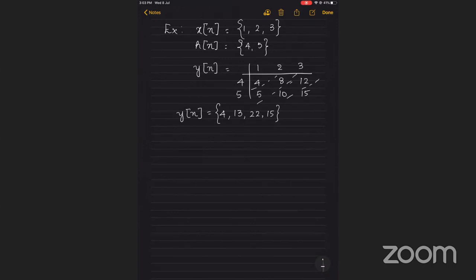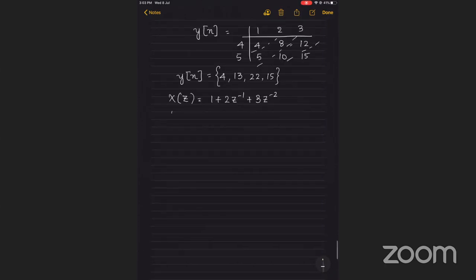But what is the other way of looking at it? Let us take X of z. X of z is basically 1 plus 2z inverse plus 3z power minus 2. H of z is basically 4 plus 5z power minus 1. Now what we do? We multiply these two, X of z into H of z. This is equal to Y of z.